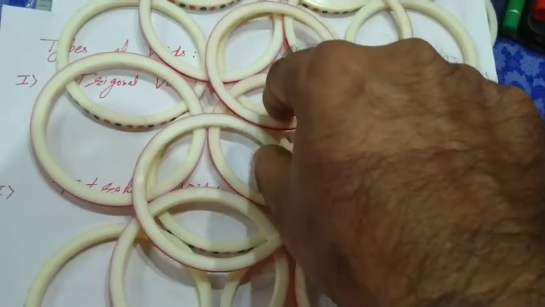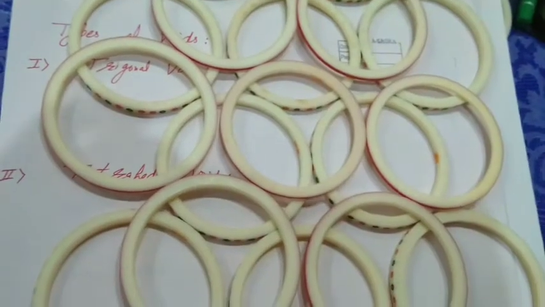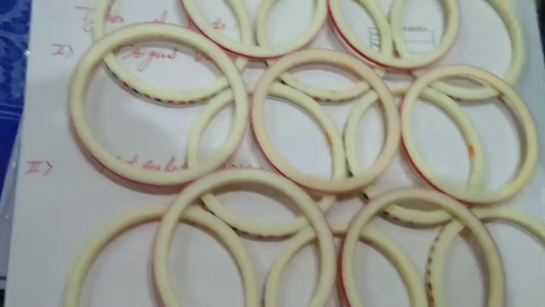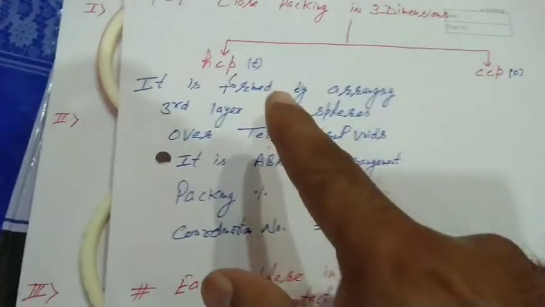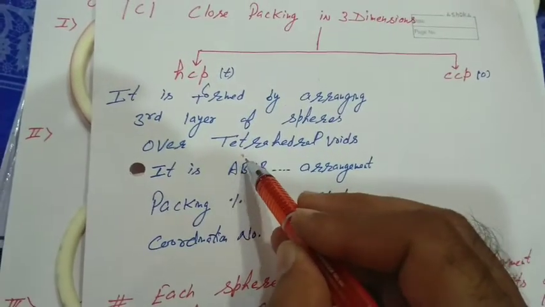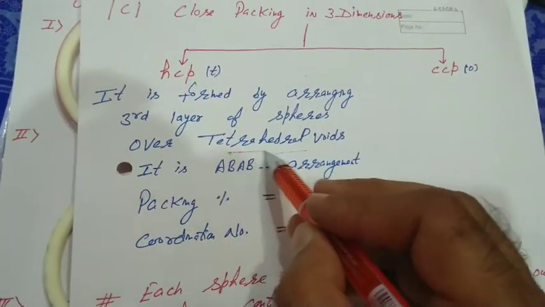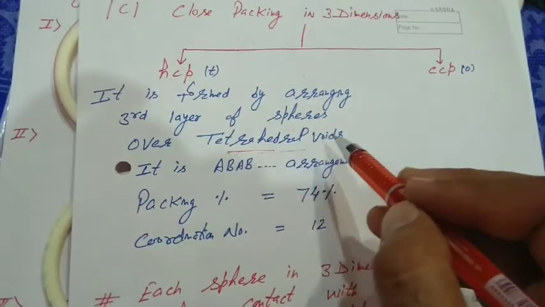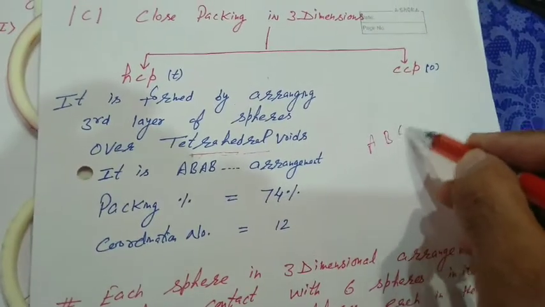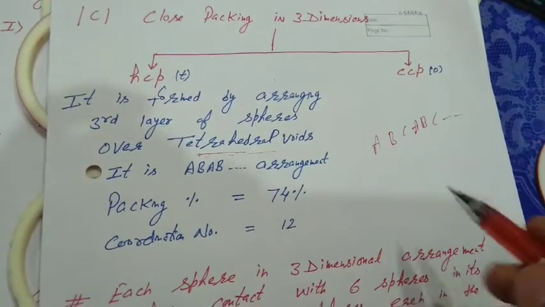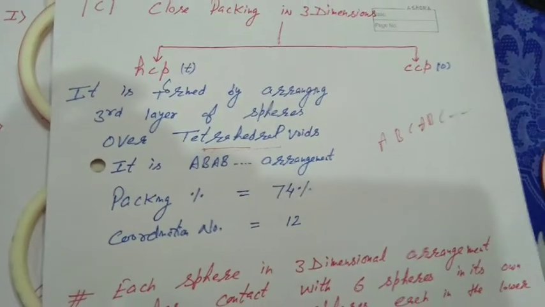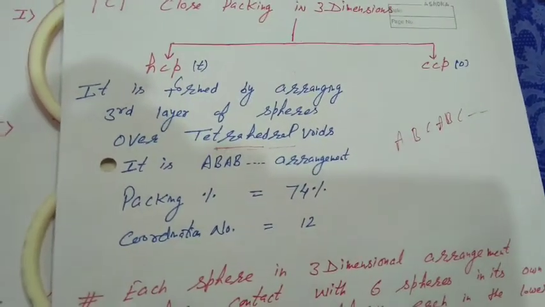Now second is CCP in 3 dimensions. For CCP, the code word is O. That is CCP in 3 dimensions. CCP in 3 dimensions is formed by arranging the third layer of spheres over octahedral voids. Only you have to delete tetrahedral for CCP and mention octahedral voids. It is called ABC arrangement, students. Packing fraction, packing percentage and coordination number are the same as that of HCP. Packing percentage 74% and coordination number 12.